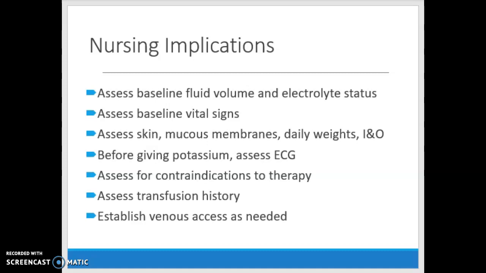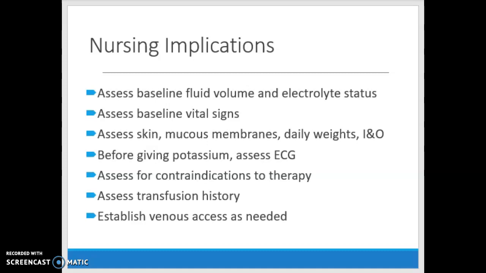We would assess for contraindications to the therapy. We want to know about their transfusion history. Have they ever had a transfusion, and have they ever had a transfusion reaction? We also want to be sure that we assess them for cultural and religious beliefs if we're planning to give a blood or blood product.